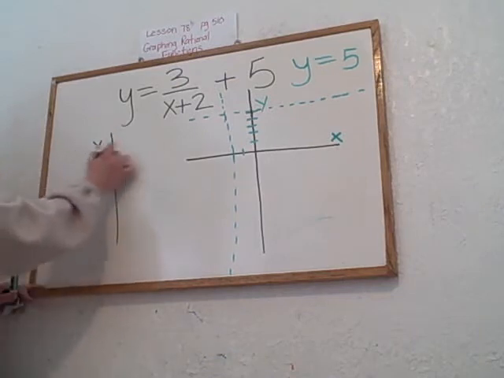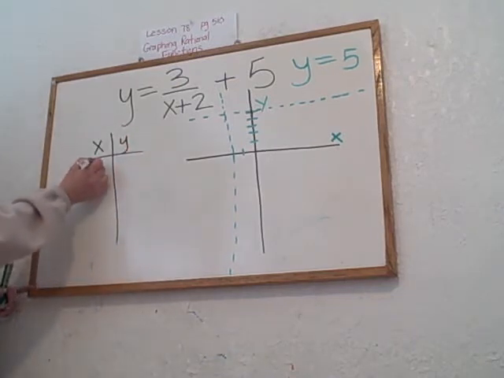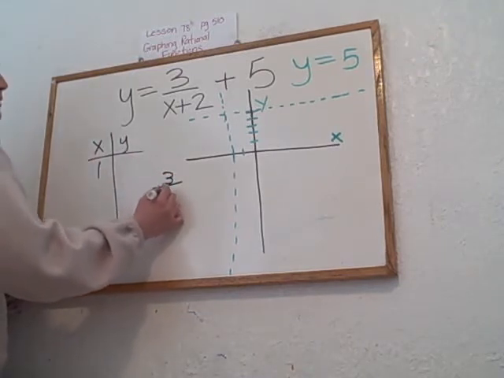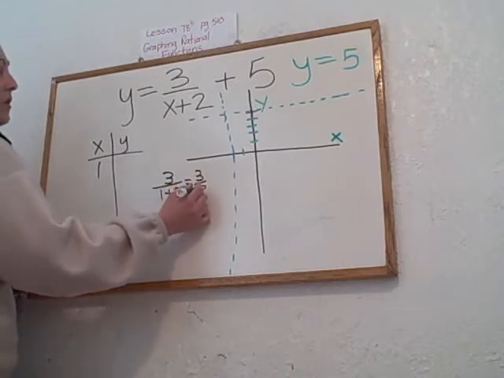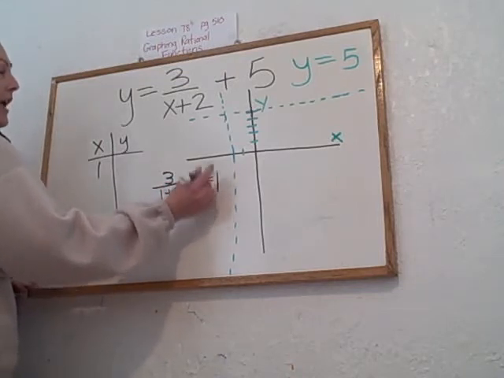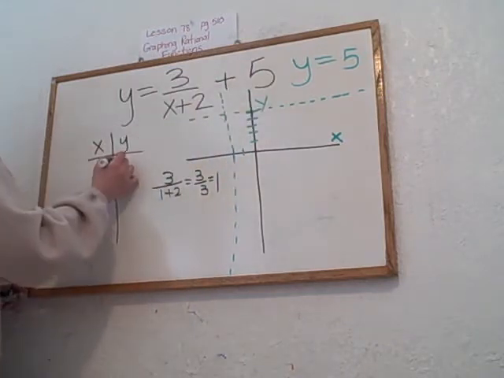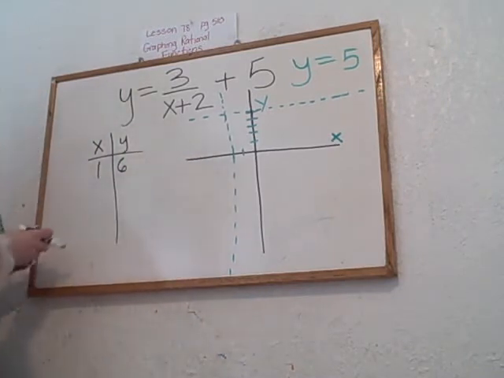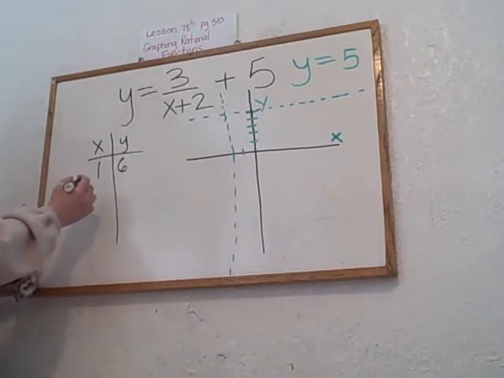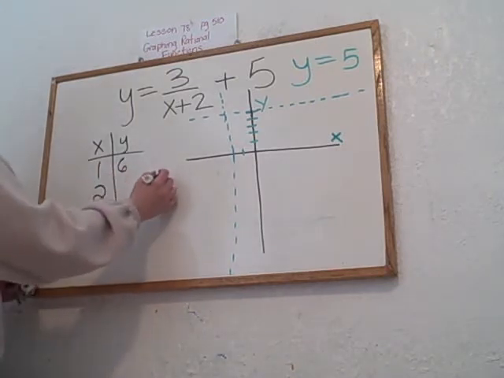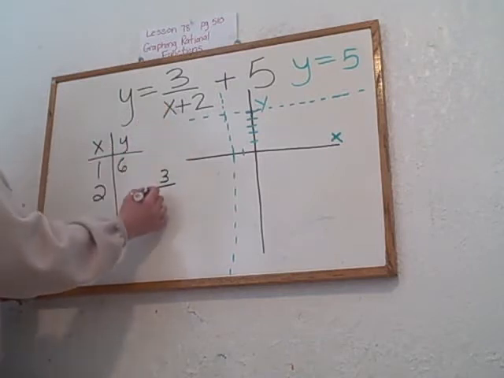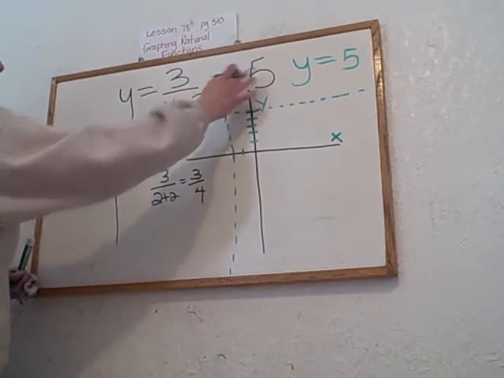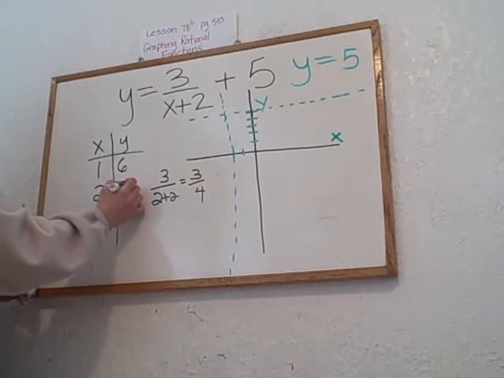So first we're going to let x equal 1. Because when x equals 1, I have 3 over 1 plus 2, which is then equal to 3 over 3, which is then equal to 1. And 1 plus 5 is 6. I then let x equal 2. If I have x equal 2, I have 3 over 2 plus 2, which is then 3 over 4, and 5 plus 3/4 is just 5 3/4.